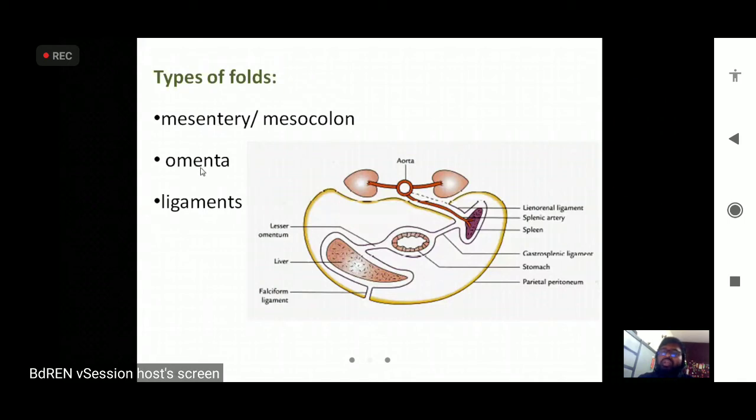Similarly, omenta are the folds, lesser omentum and greater omentum, which are related to the stomach. Mesentery is related to the small intestine, mesocolon is related to the large intestine, and ligaments are the folds of peritoneum, which actually hold the other parts of the intestine with the abdominal cavity, abdominal wall, or with the stomach.